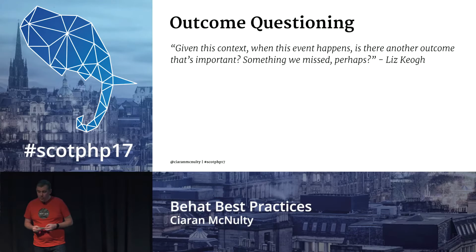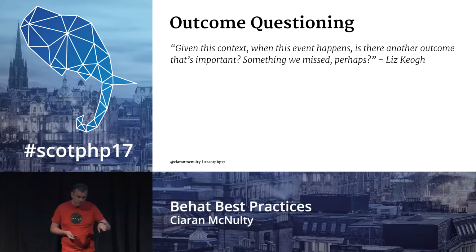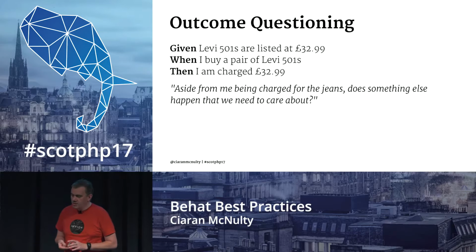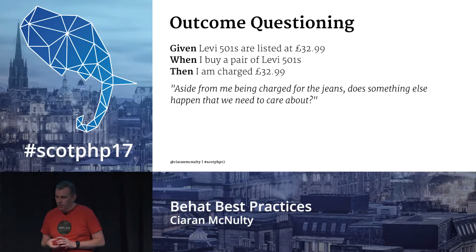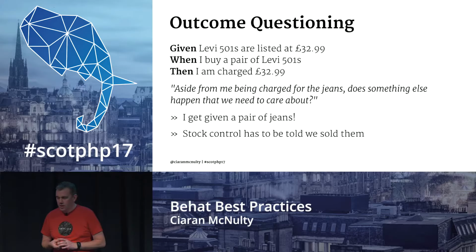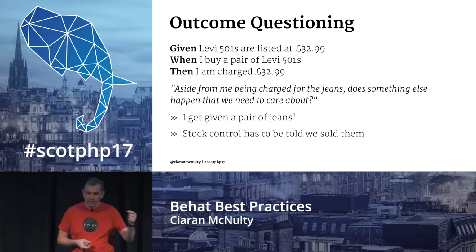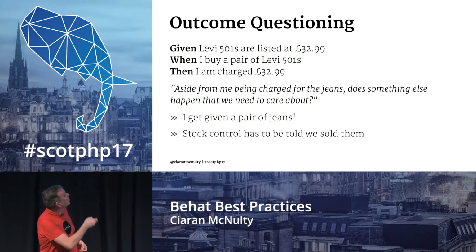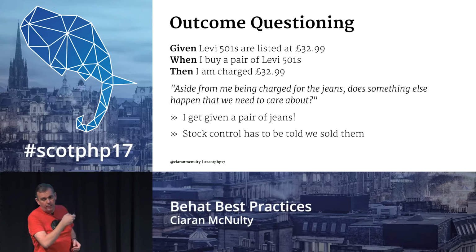Another angle is outcome questioning. So you've got some examples. We've talked about what outcomes happen. Are there other outcomes that also have to happen that we haven't talked about? This is a good way of detecting whether there are other parts of the business we have to interact with. So I bought some jeans. I've been charged. What else happens? I get given the jeans, so we have to think about packaging and dispatch and stuff like that. The warehouse has to be told that they have fewer pairs of this size of jeans than they used to. What are the other things that have to happen? What are the other thens that we haven't talked about?